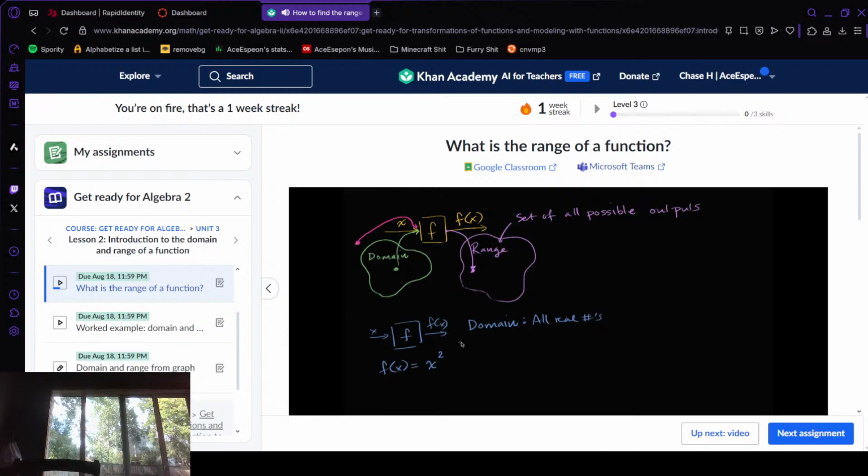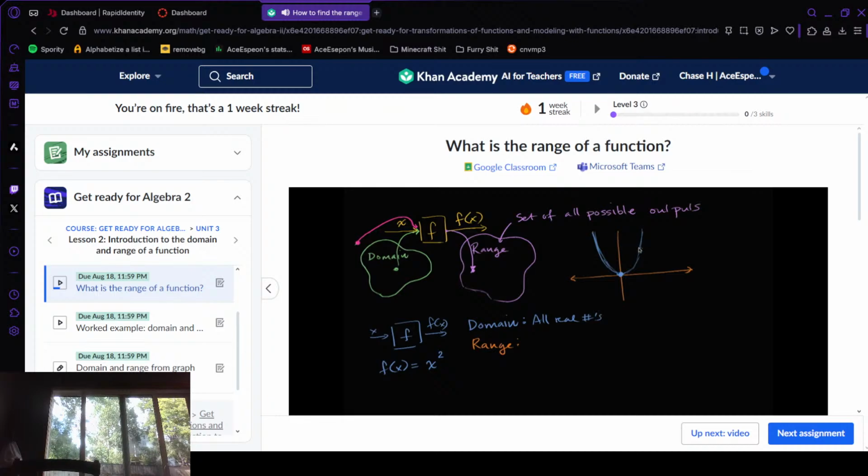I'll do that in a different color just to highlight it. What is going to be the range here? What is the set of all possible outputs? Well, to help us think about it, let me draw a graph here of what this looks like. So the graph of f of x is equal to x squared is going to look something like this. I'm obviously hand drawing it, so it's not perfect. It's going to be a parabola with a vertex right here at the origin.